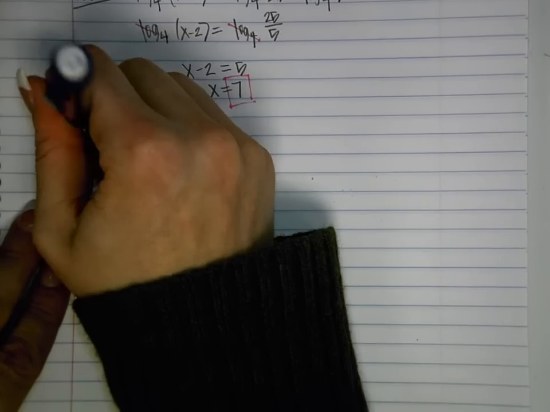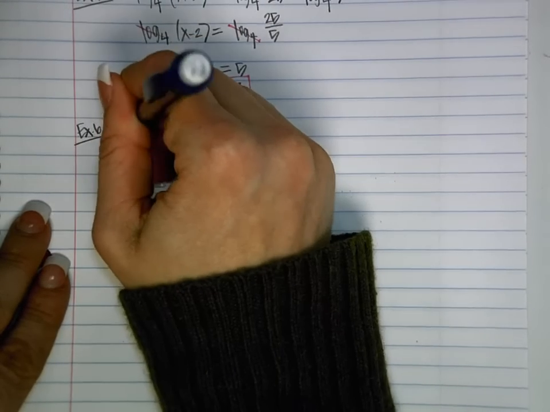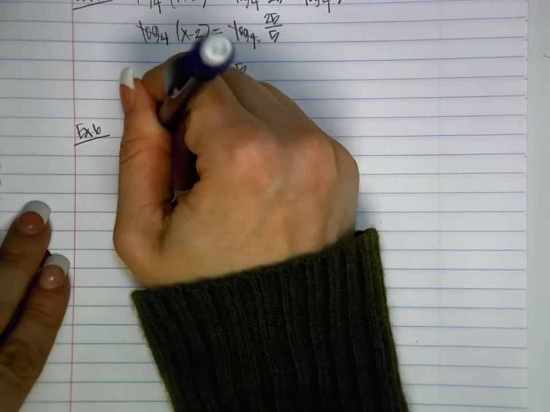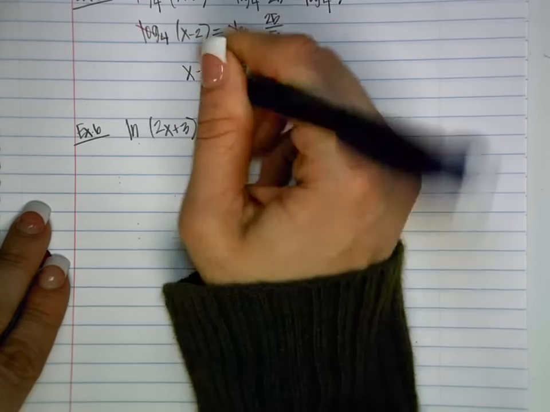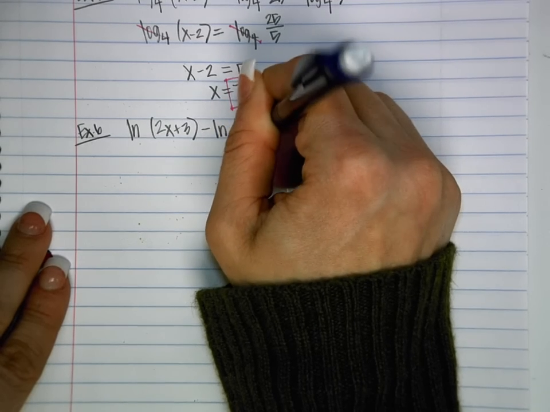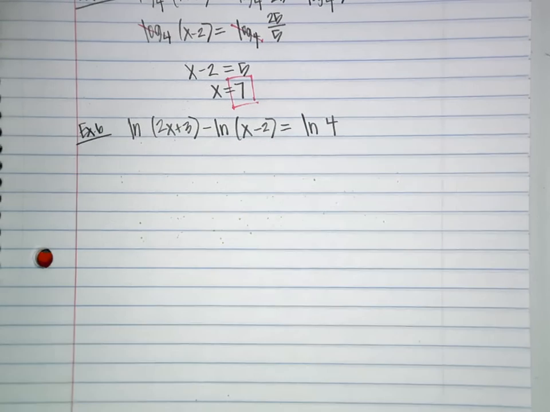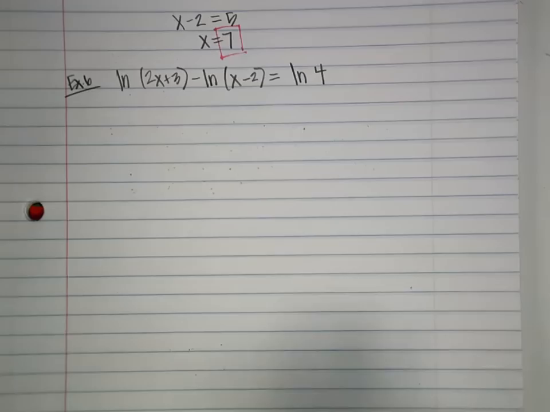Okay, let's try another one, number 6. Let's try natural log: ln of 2x plus 3 minus ln of x minus 2 equals ln of 4.